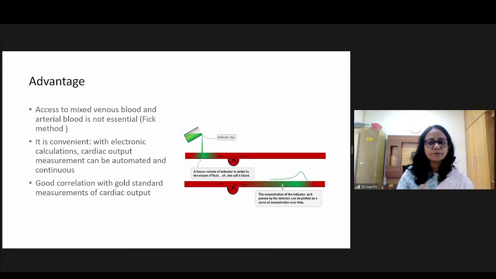So when an indicator dye is introduced into the system, a known volume of indicator is added to the bloodstream, and then at the distal end, the concentration of the indicator is plotted against time, and from the area under the concentration curve and the known amount, one can derive the cardiac output. The advantage of this over the standard fixed method of measuring the cardiac output is that there is no need to access mixed venous blood or arterial blood. It is convenient with electronic calculations, cardiac output measurement can be automated and made continuous, and it correlates well with the gold standard measurements of cardiac output.